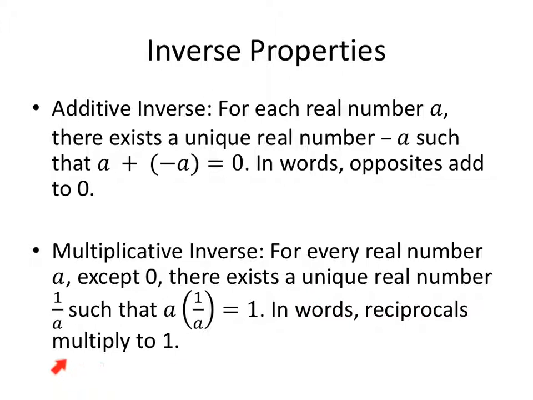Multiplicative inverses. For every real number a except for 0, there exists a unique real number 1 over a, such that when we multiply a times 1 over a, we get 1. So what is this? This is a number a, and this is its reciprocal. So a number multiplied by its reciprocal gives us the multiplicative identity. This is it for section 1.2.